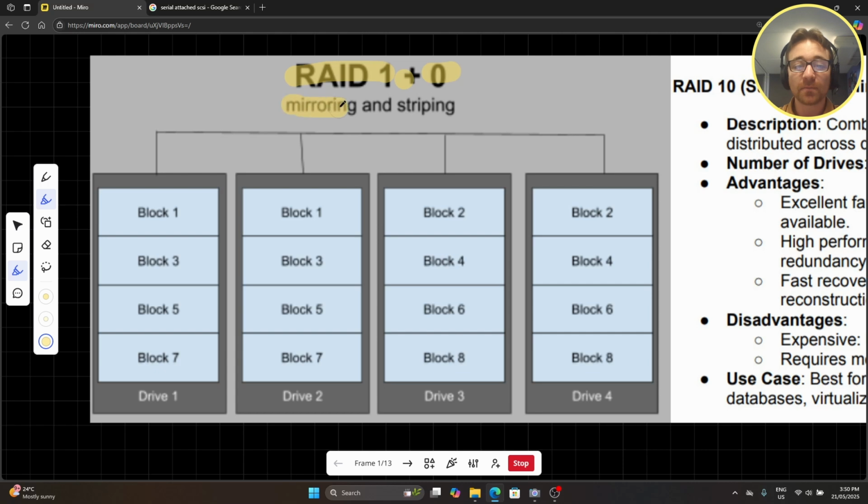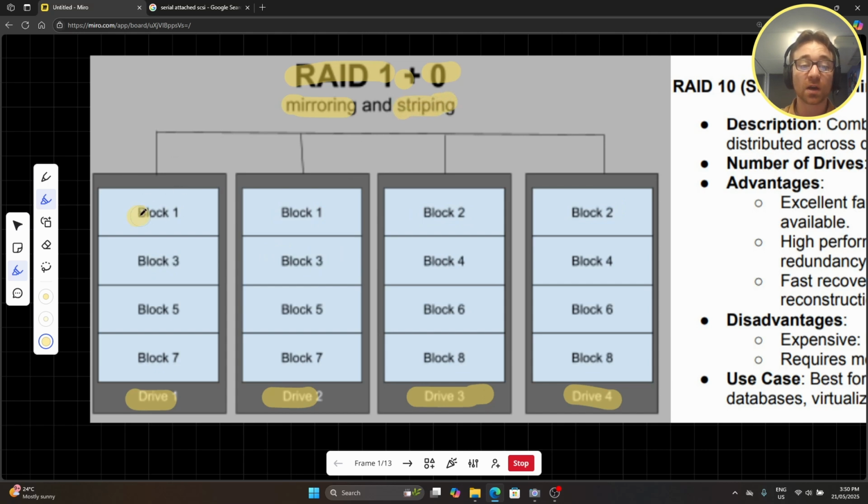It does mirroring. We can see it has drive 1, drive 2, drive 3, drive 4, and it mirrors data, right? We have block 1 and a copy of block 1. Block 2, a copy of block 2. Block 3, a copy of block 3, etc. So it does mirror, but it's also striping.